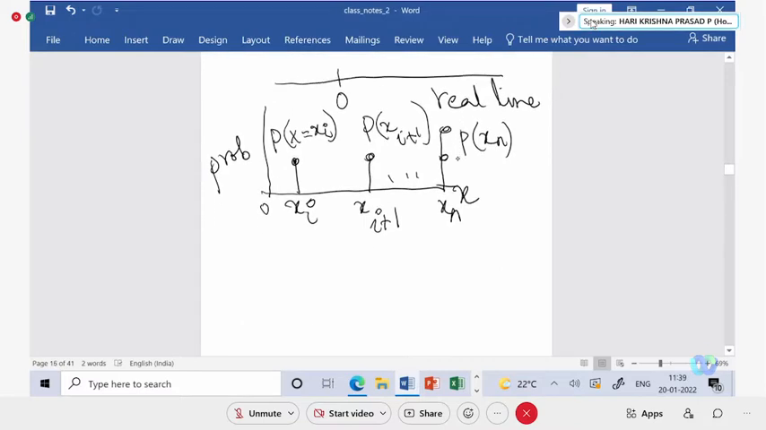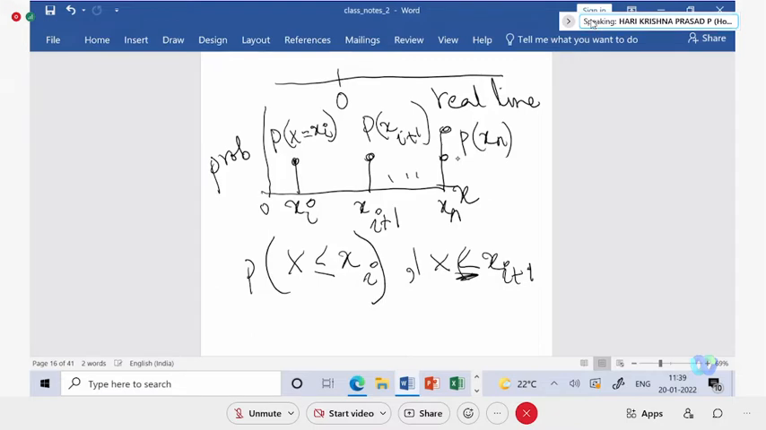Once the probabilities are plotted like this, the next concept comes. What is the probability that the random variable takes a value of x less than or equal to xi? Then what is the probability that the random variable takes a value less than or equal to xi plus 1? So you put P of xi, then P of x less than or equal to xi plus 1. This we have defined by the probability distribution function F_X of xi.